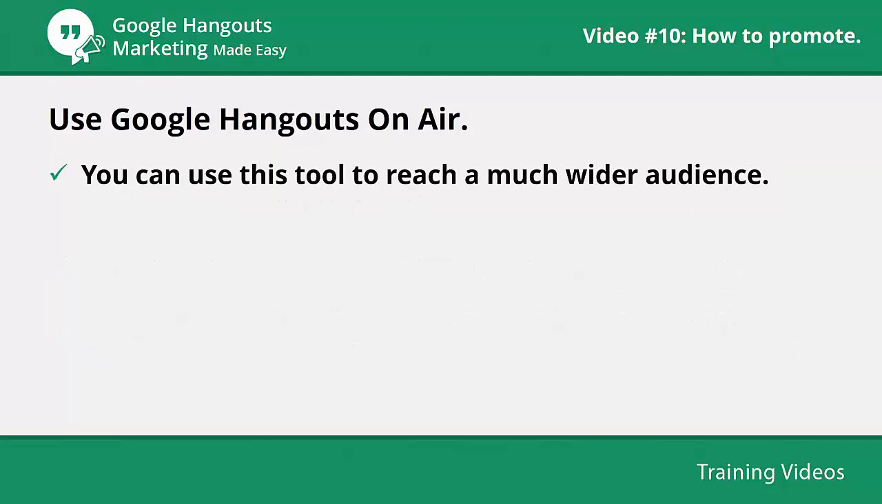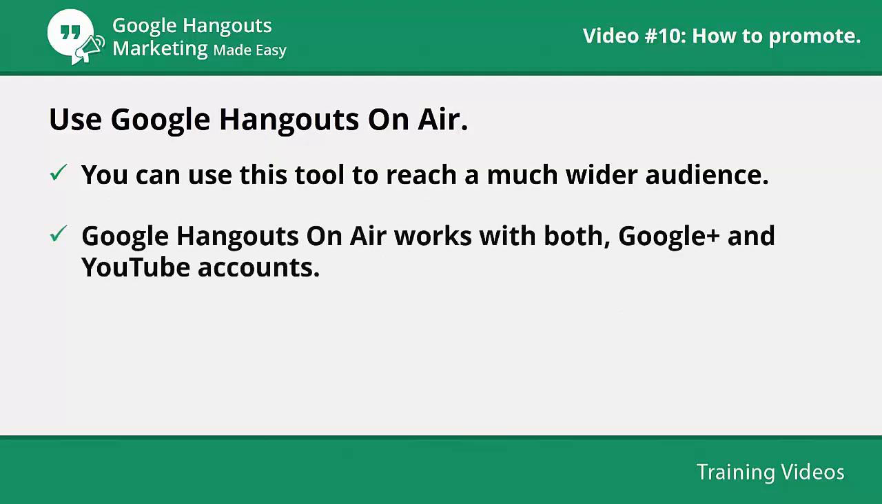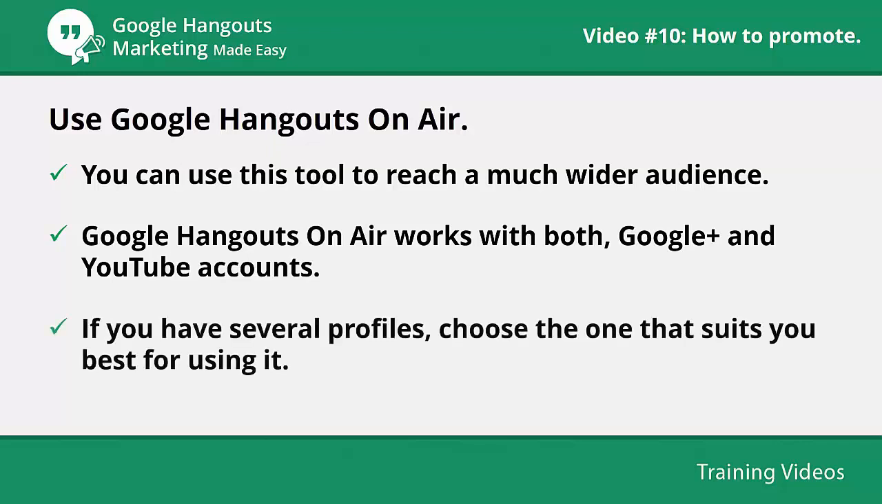You can use this tool to reach a much wider audience because there's no limit. Google Hangouts on Air is the best choice for you to reach more people. Google Hangouts on Air works with both Google Plus and YouTube accounts. You must set up your accounts so that both accounts are connected. If you have several profiles, choose the one that suits you best for using it, because once you have set it up, it will be difficult to disassociate.